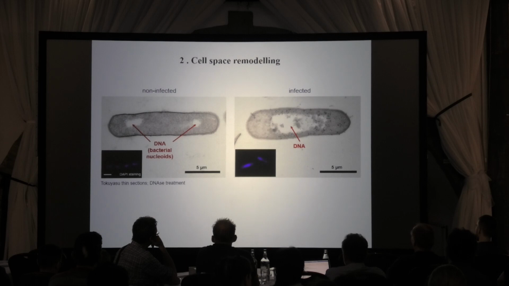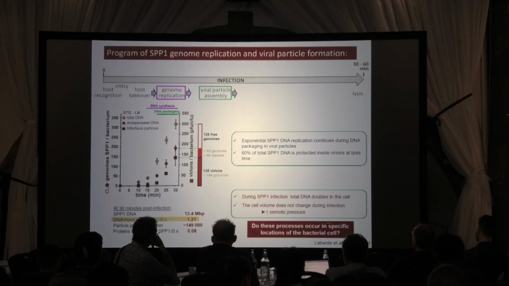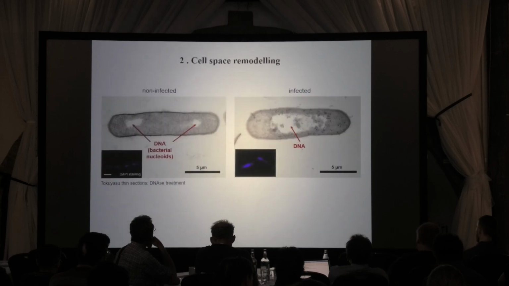So this led us to the question, where do those processes, both DNA replication and packaging, occur in the bacterial cell? Are we getting a massive remodeling of the cell? What's going on? So it's not unexpected to see. So this is a happy cell. It has got two nucleoids.